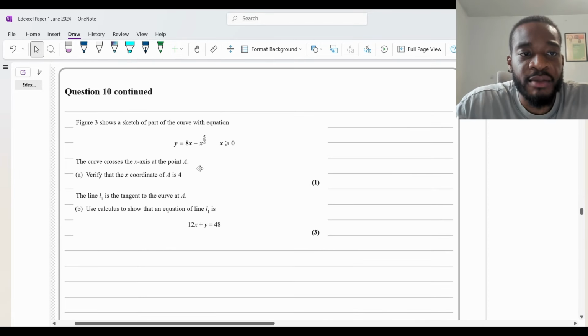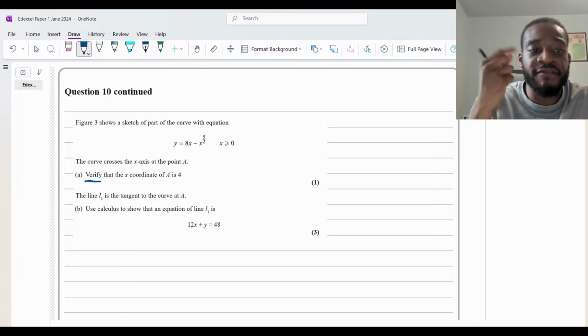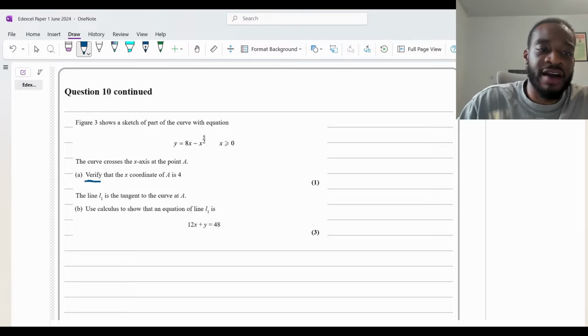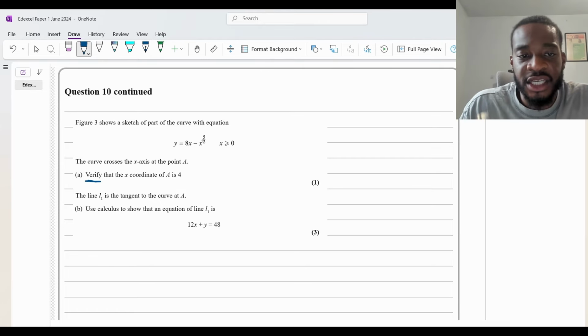Now, it's a 1 marker and it says verify. My teacher, when I was in sixth form, always told me the difference. When you see verify, that's just substitution, plug in a value. Show that means you have to use algebra to get to your value. So in this case, you don't have to make this equal to 0 and then use algebra to show that x is 4 or anything like that. You just literally sub in x equals 4 and show that y is equal to 0 because it crosses the x-axis. So that's all you need to do for part A. So I'll do that now.